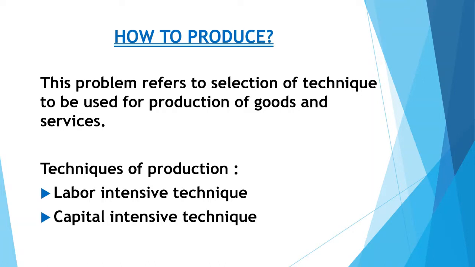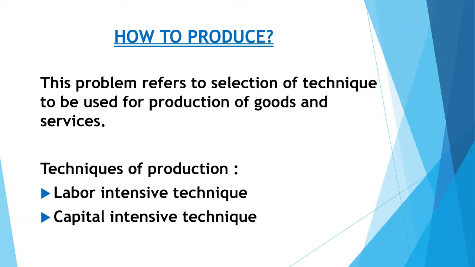Every society has to decide on how much of which of the resources to use in the production of each of the different goods and services, which brings us to two techniques of production. The first is labor intensive technique and the second is capital intensive technique. Under labor intensive technique, labor is used more than capital, and in capital intensive technique, capital is used more than labor. An economy must decide as to which technique is to be used in a given industry so that efficient production is obtained.